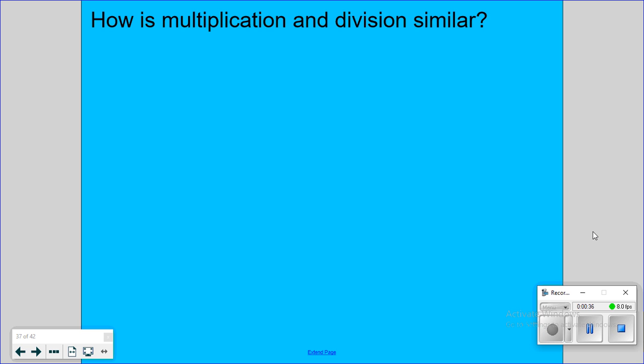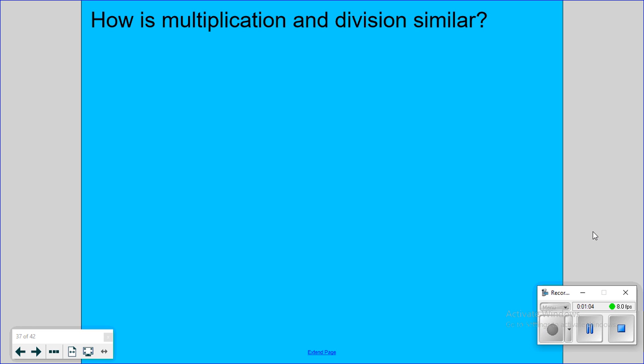So that's definitely one way that they are similar. Remember that both division and multiplication are dealing with groups. If I'm using groups to count, I can be using multiplication. If I'm using groups to share something, I can be using division. So both division and multiplication have a lot of similarities.